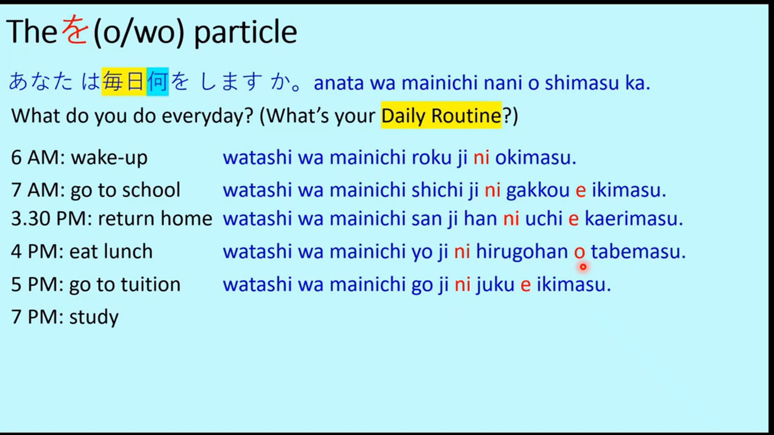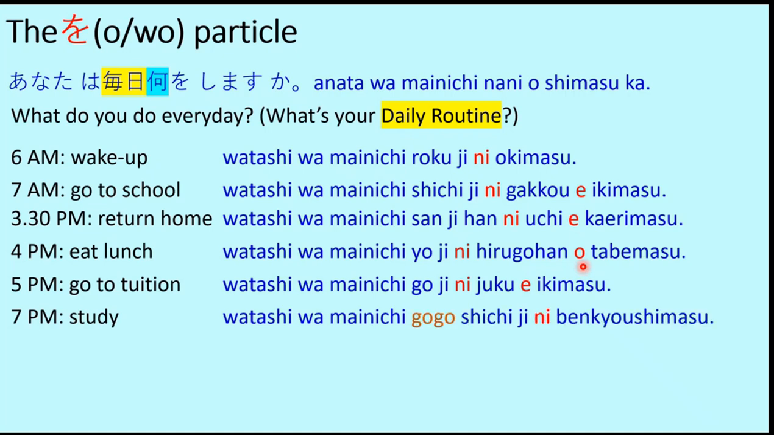At 7, he continues with his study at home. Watashi wa mainichi gogo shichiji ni benkyoshimasu. So gogo is added here, which means PM, so 7 p.m. This is optional. You can write gogo for PM and gozen for AM, as we have discussed earlier. It is just to make it more clear that studying at 7 p.m. is not in the morning, it's not 7 a.m. So for that, gogo is useful in this case. Shichiji ni benkyoshimasu. Shimasu is the verb for studying.